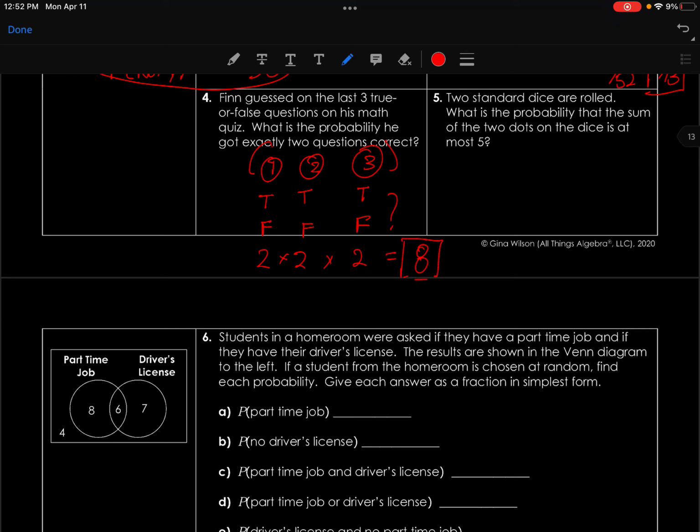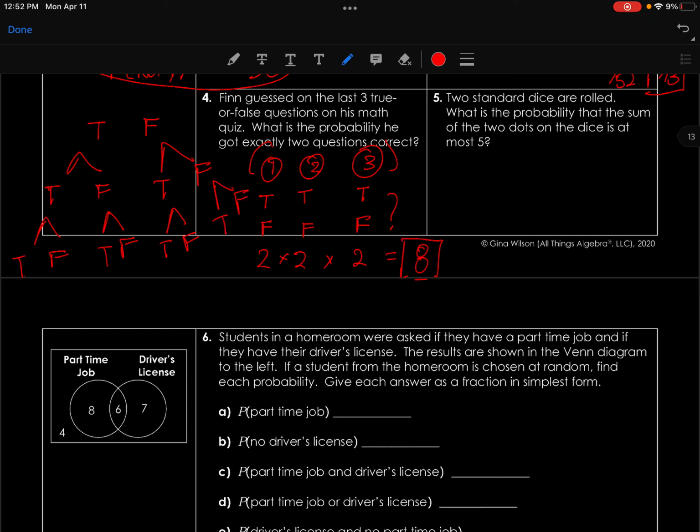Now, which of those are exactly he got 2 correct? You might have to do a table or a tree. This might come in useful. First event, you either have true or false. Then from those, you have true or false. From each of those, you get true or false again.